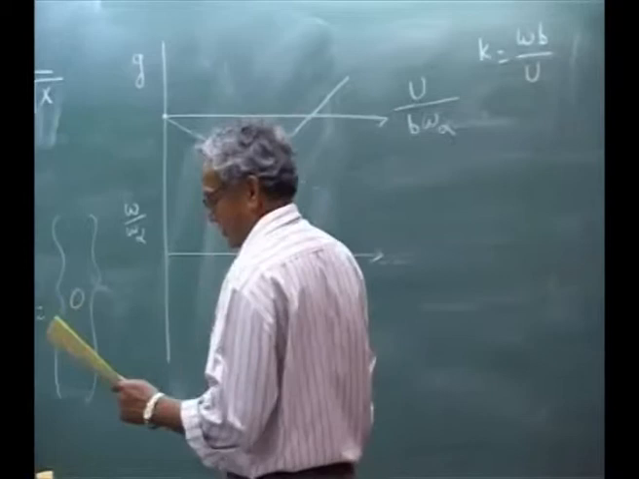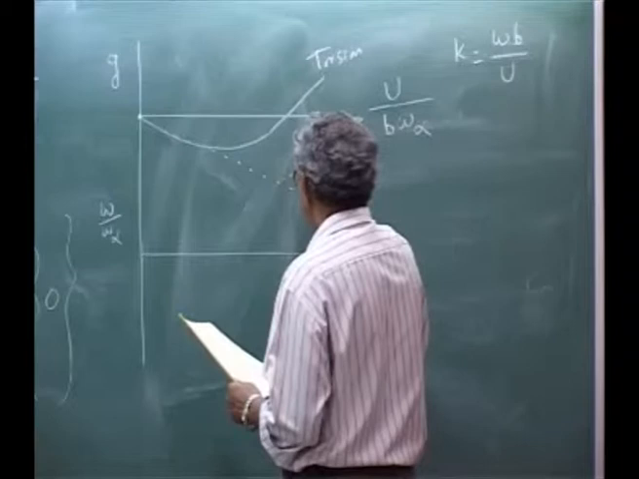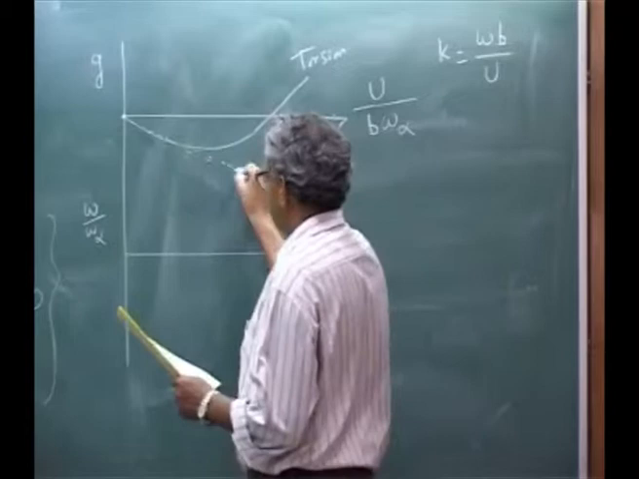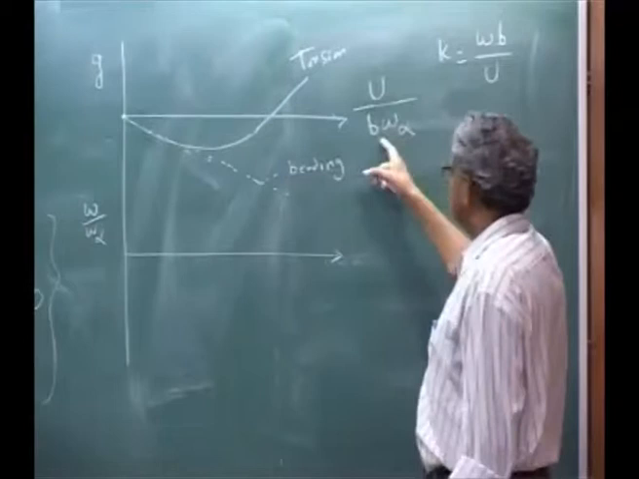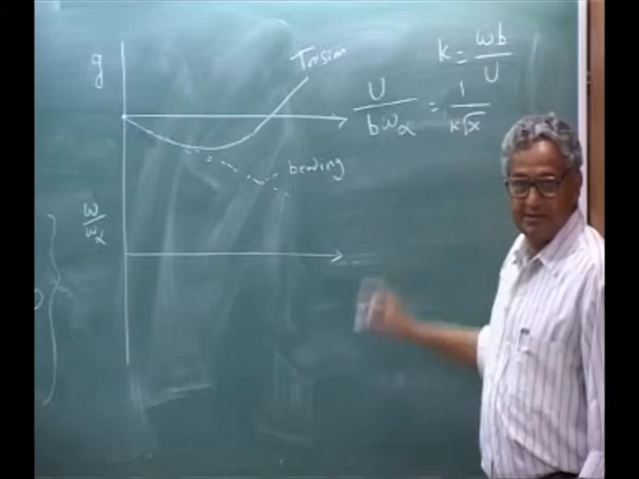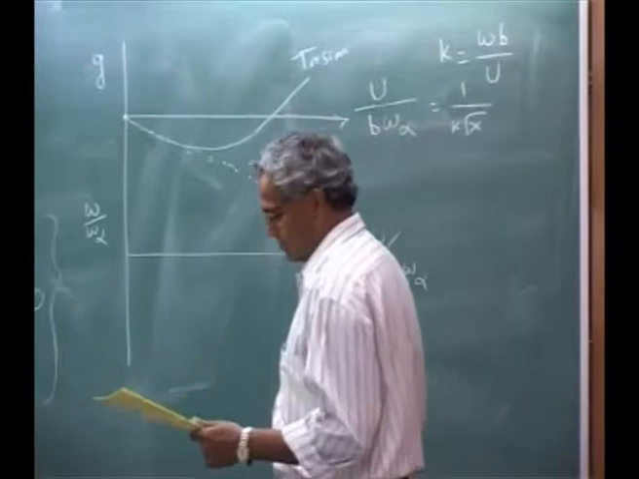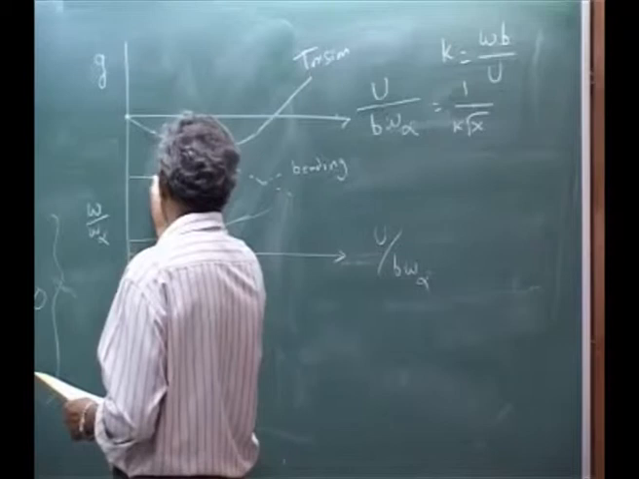This is torsion, this is bending. Because please note, you are plotting g versus 1 by k root x. You are plotting this, okay. The two values of g you will plot. Similarly, you plot omega by omega alpha, again u by b omega alpha. You can plot, this will go like this and that may come like this.